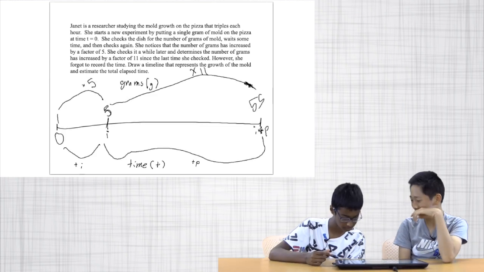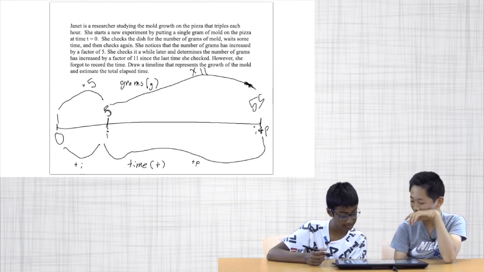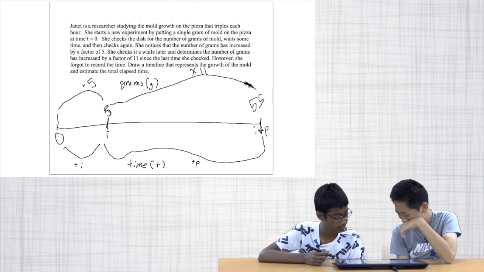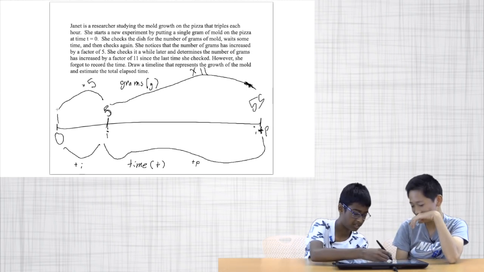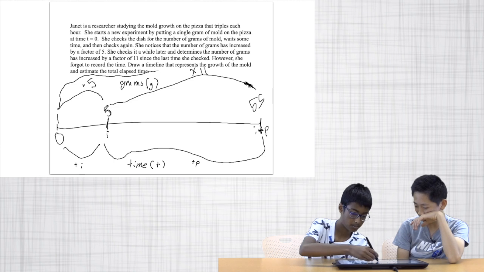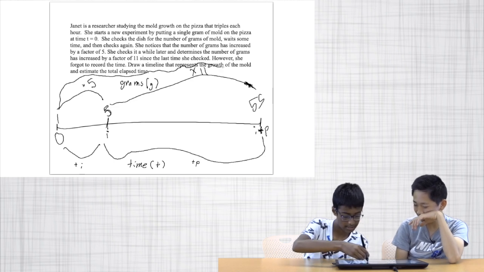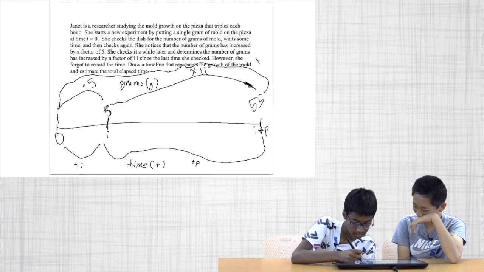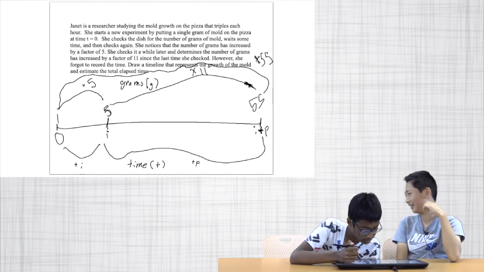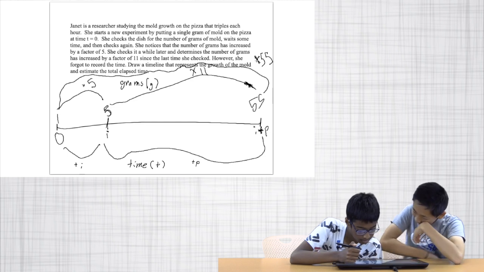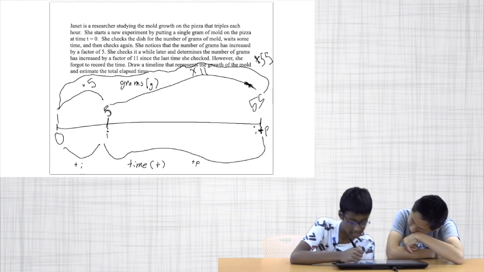Draw a timeline that represents the growth of mold and estimate the total elapsed time. Okay, I like your timeline. I like how you can see the times 5, the times 11. What factor does it increase over the whole amount of time? 55. Okay, can you put that in? And how much time total has passed? Do we even know? Well, can you just represent it on your timeline? I plus p.